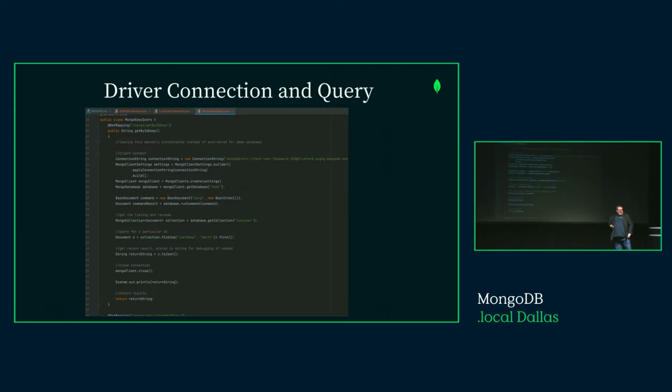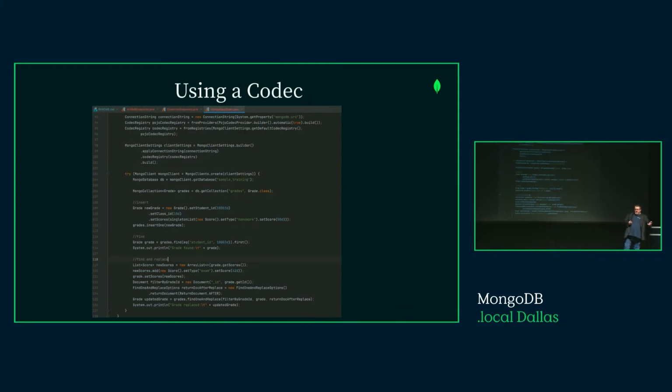And then we serialize it, return it as a string. Very simple. It's cool. Now, we could do a codec, serialize it into something like a POJO, but we're not going to do that for today's discussion. I just want to show that it's possible with the native Mongo driver.